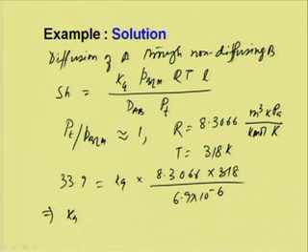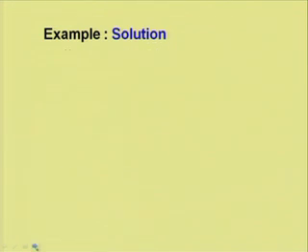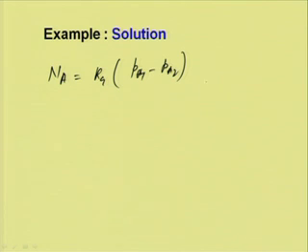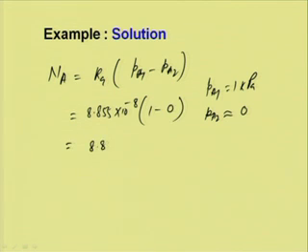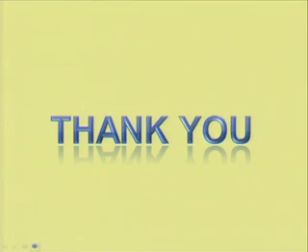So, from this we can calculate k g is 8.855 into 10 to the power minus 8 k mole per meter square second kilopascal. Flux we can calculate, N A is equal to k g into P A 1 minus P A 2. So, P A 1 is given as 1 kilopascal, and P A 2 can be considered approximately equal to 0. So, it will be 8.855 into 10 to the power minus 8 into 1 minus 0. So, it will be 8.855 into 10 to the power minus 8 k mole per meter square second. So, this is the end of this lecture. Thank you.